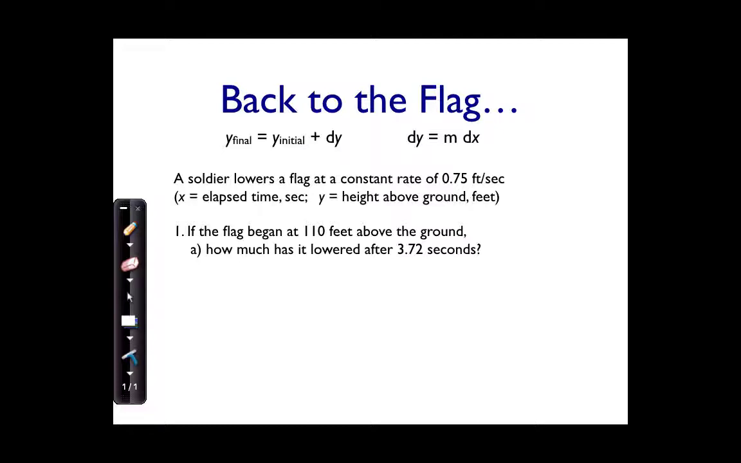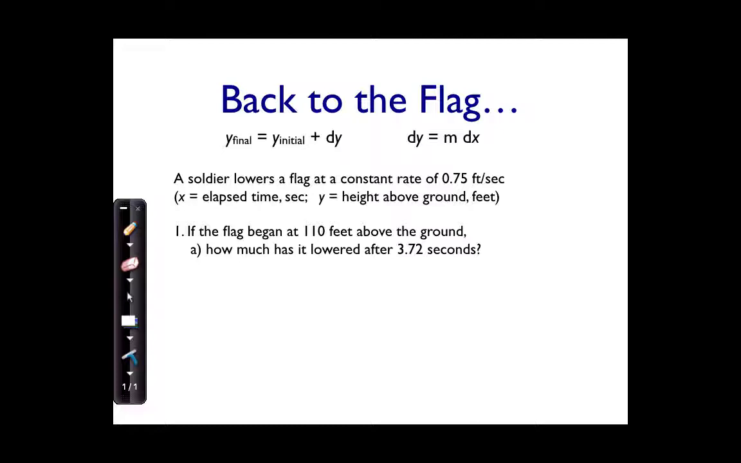Thinking about our relationships at the top of the page, I can find dy if I have y final and y initial, which I have y initial, I don't have y final. Or I can find dy if I know m and dx. Do we know m? Yeah, negative 0.75, right, because it's lowering. And then dx, what's dx in this situation? Yeah, 3.72. dx is the amount of change or variation in the x variable. x is elapsed time in seconds.